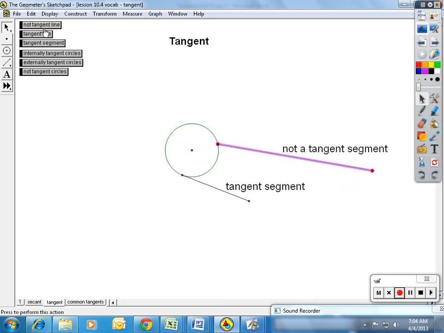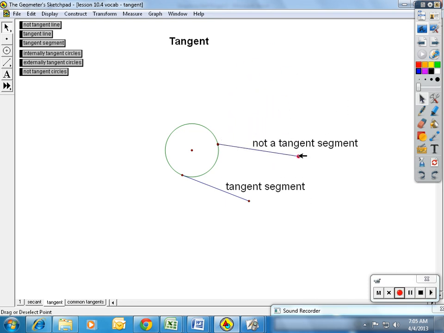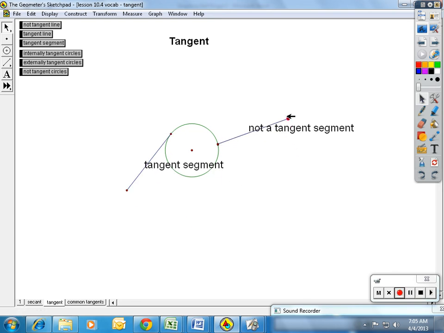I want to show you what is not a tangent segment. This is not. Notice that if this segment were extended, we would be passing through the circle, and it would be a secant segment. So notice that this is not. We would not call this a tangent segment. This is a tangent segment. If this tangent segment here were extended, it would pass through and it would be a tangent line. It only intersects the circle at one point. So try to process that.